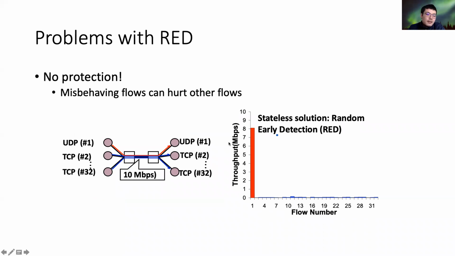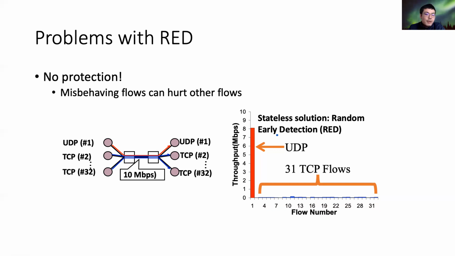But is there any problem with RED? Yes, there's still some problem. There's no protection. Basically, think about it, we can have UDP. UDP will not politely back off, because congestion control is only used by TCP. When UDP has a packet drop, it's just like a lost frame in your YouTube video. It's fine. The server can just keep sending the later frames.